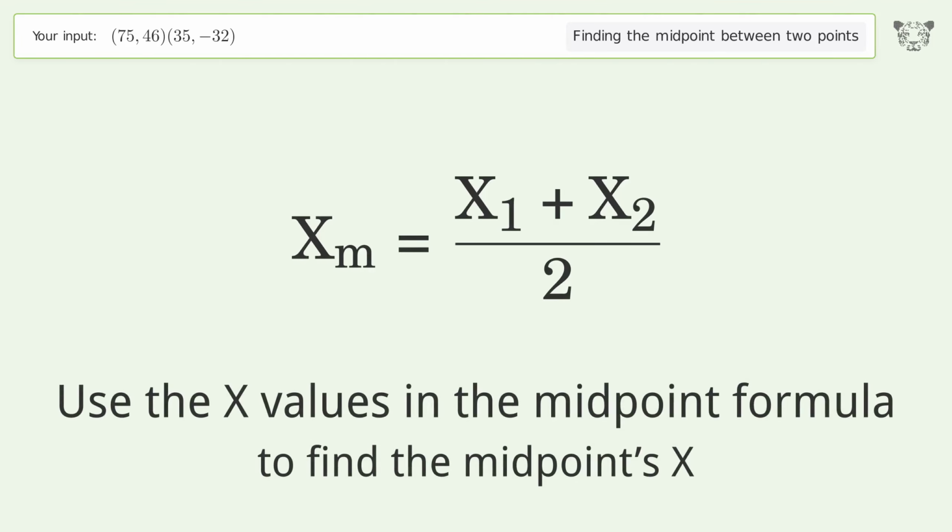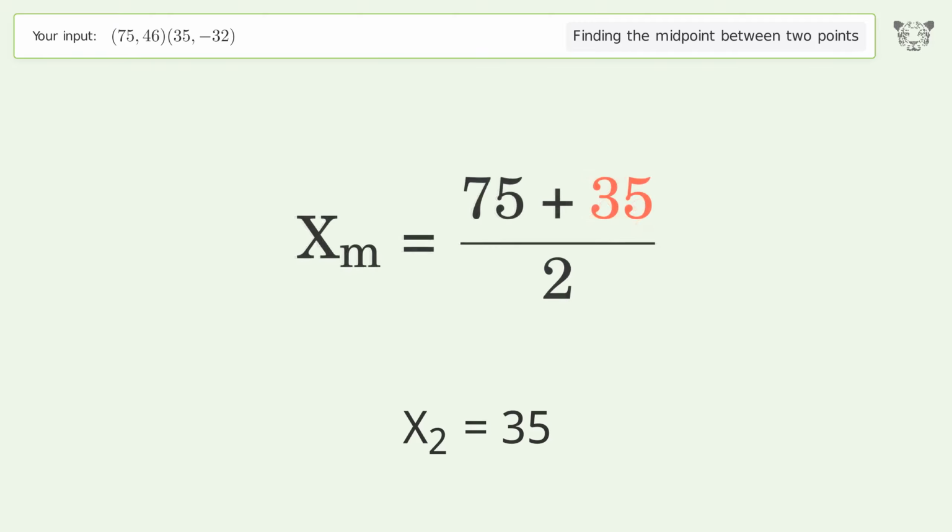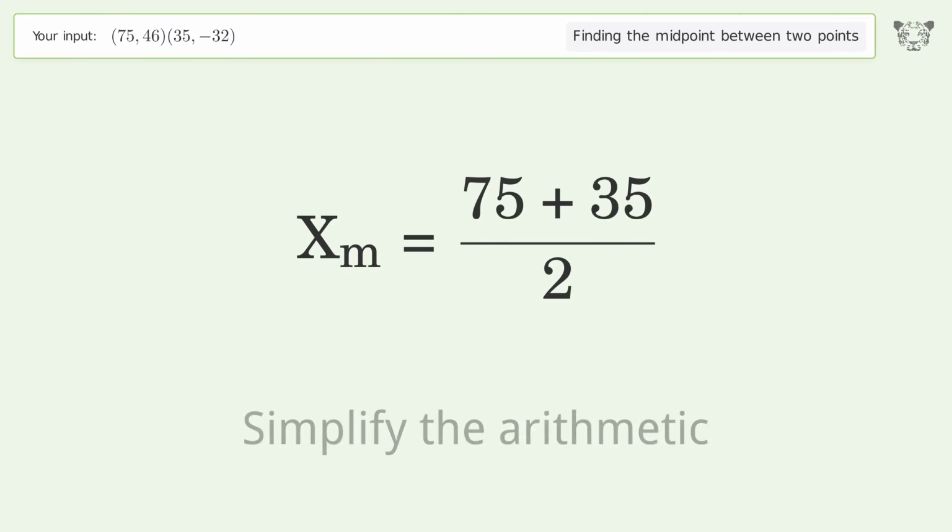Use the x values in the midpoint formula to find the midpoint's x. x1 equals 75. x2 equals 35. Simplify the arithmetic.